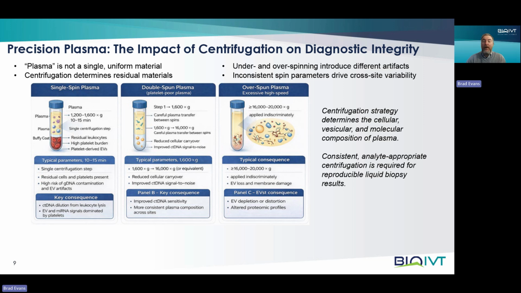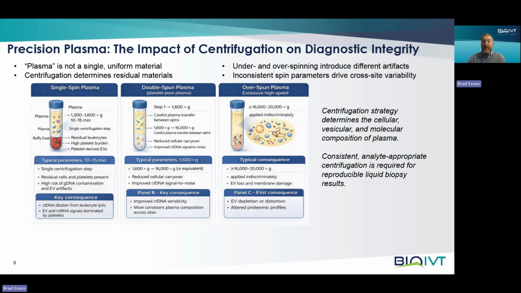For cell-free RNA or microRNA, you want gentler handling and careful pellet avoidance because RNA is fragile and cellular contamination can dominate the signal. For EVs, controlled low-speed spins help limit platelet-derived EV artifacts without destroying vesicles. And for proteins, moderate spins while avoiding extreme forces help preserve protein complexes and post-translational modifications. So centrifugation isn't one size fits all. The spin protocol has to match the biology of the analyte you care about.